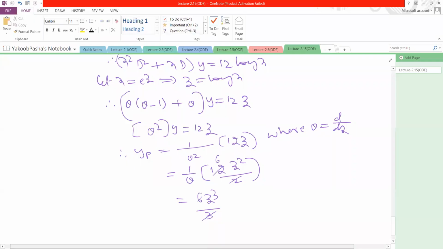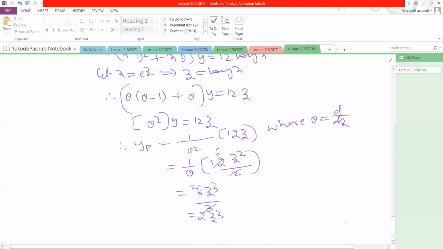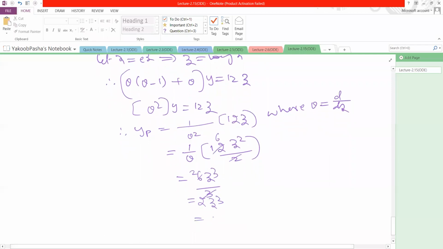This is 6 by 3, that is equal to 2z cube. Now, as we know that z equal to log x, that is equal to 2 into log x whole cube. This is the particular integral of the given differential equation.